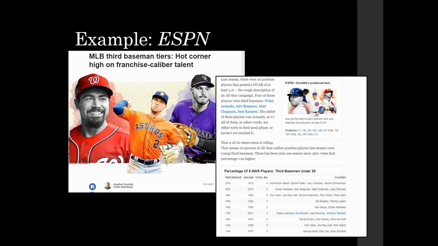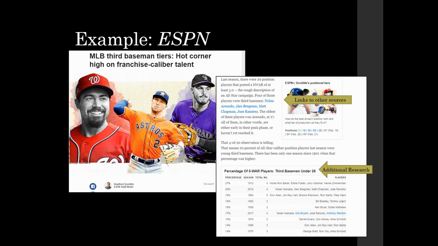Another example of a popular source would be ESPN. On the ESPN website, you can learn about one specific subject, sports. In this example, we see an article on a Major League Baseball third baseman. What you'll notice in the example is that there are still links to other sources that help the reader gain the knowledge they need in order to understand the subject itself. And there's additional research, including statistics on individual players as well.